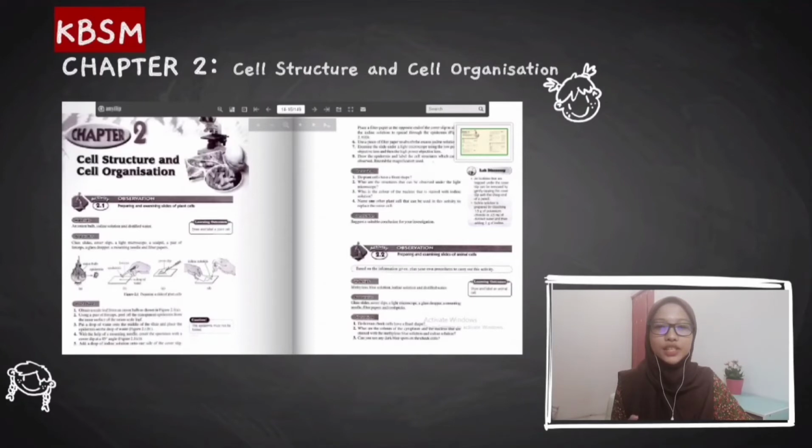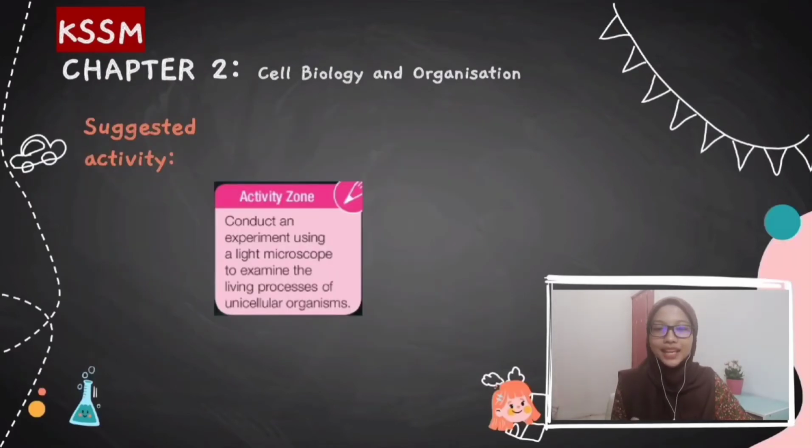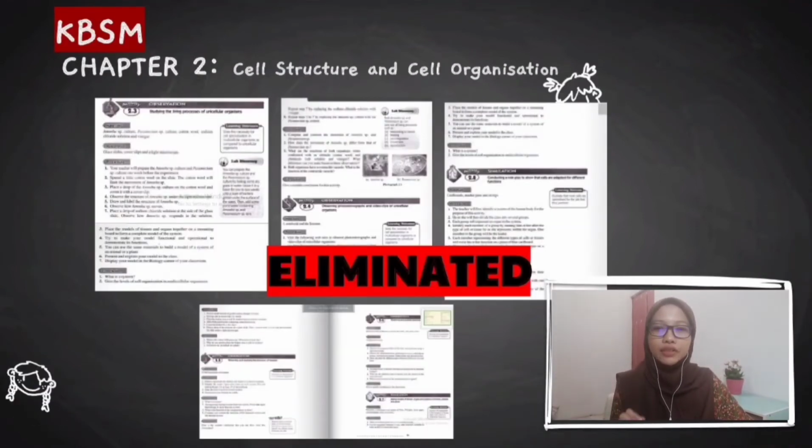Next, for the activity zone in KSSM, it suggested the students to examine the living process of unicellular organisms such as amoeba species and paramecium species. And for your information, there are about 5 activities suggested from Chapter 2 KBSM that were not carried forward to KSSM textbook.